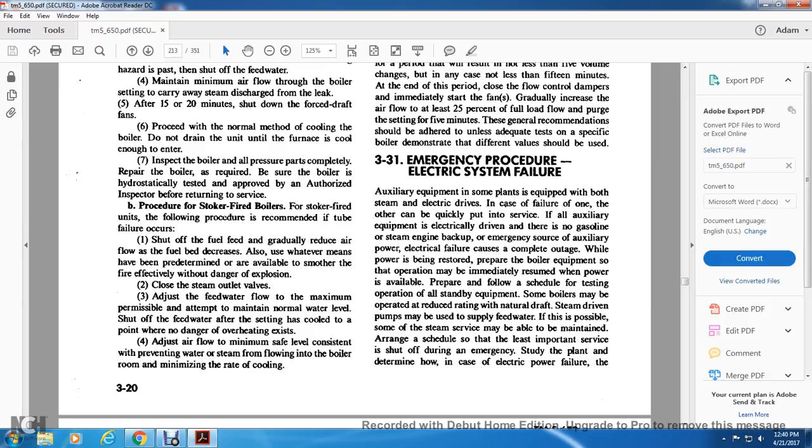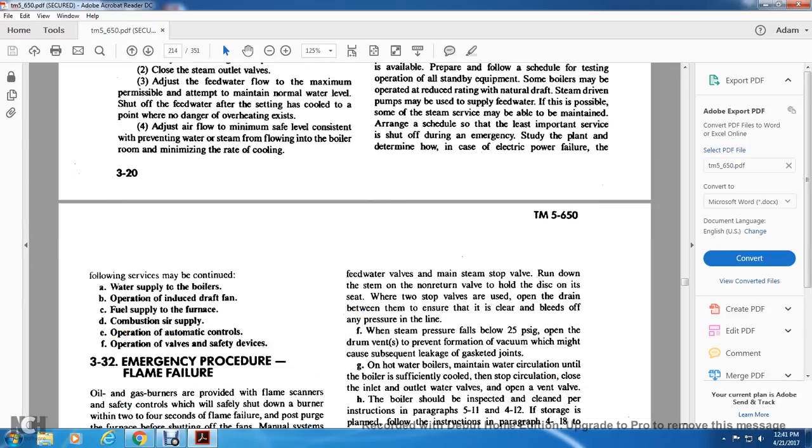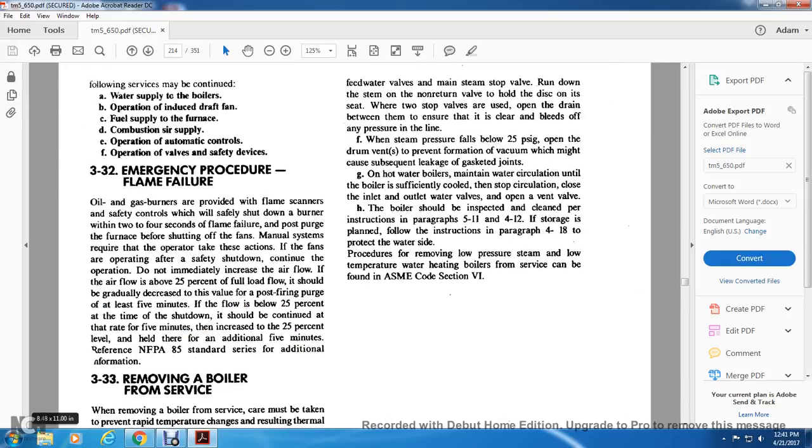If this is possible, some of the steam services may be allowed to continue, with the least important services shut off during the emergency. Study the plant and determine how to handle cases of electrical power failure. The following services are continued: water supply to the boilers, operation of the induced draft fan, fuel supply to the furnace, combustion air supply, operation of automatic controls, operational valves, and safety valves.